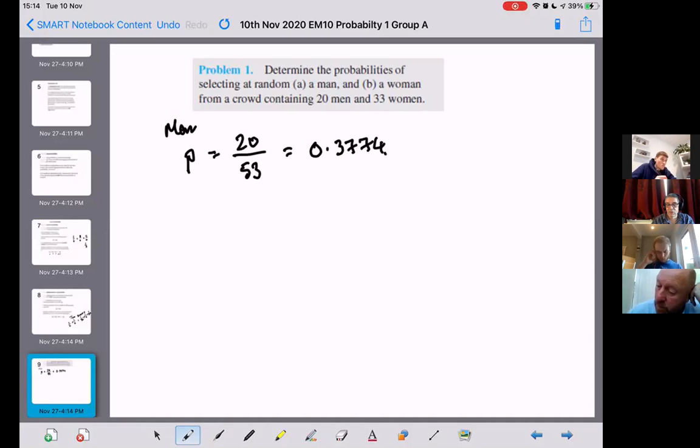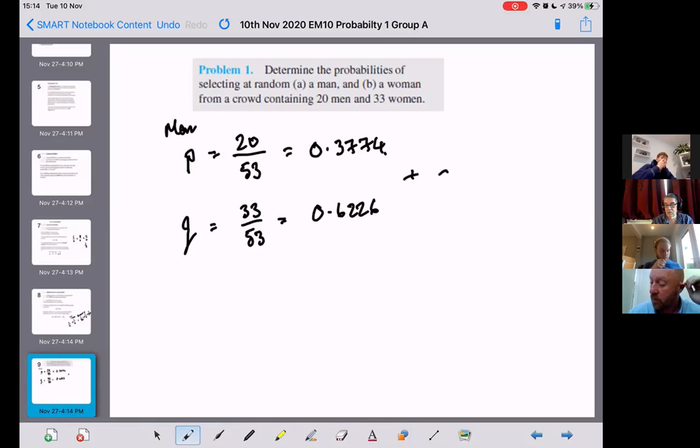If P is the probability it will be a man, Q is the probability it won't, and it will be a woman, and that's 33 over 53, which equals 0.6226. And if you add both of those together, you should get as near as damn it 1, depending on any rounding. Everybody happy with that? Fairly easy stuff so far.